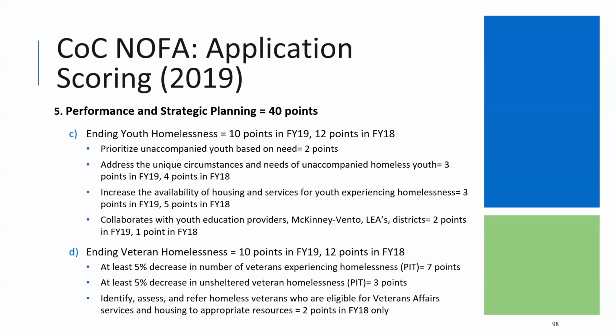In addition, HUD is looking at how you're ending veterans homelessness. So are you seeing a decrease in the number of veterans experiencing homelessness according to your PIT count, both sheltered and unsheltered homelessness? And also, how are you prioritizing veterans and connecting them to resources? As you can see, a lot of these elements are data driven. What does your PIT count say? What does your system performance measures say? And is the data moving in the right direction?